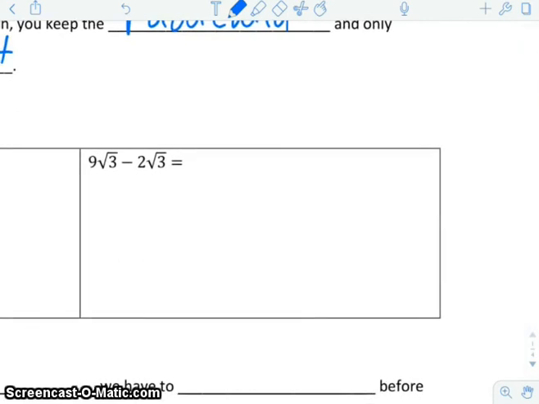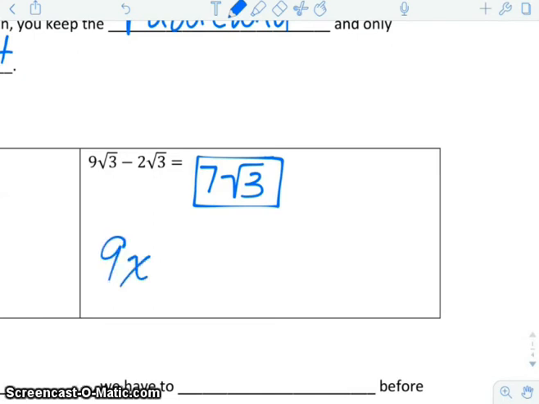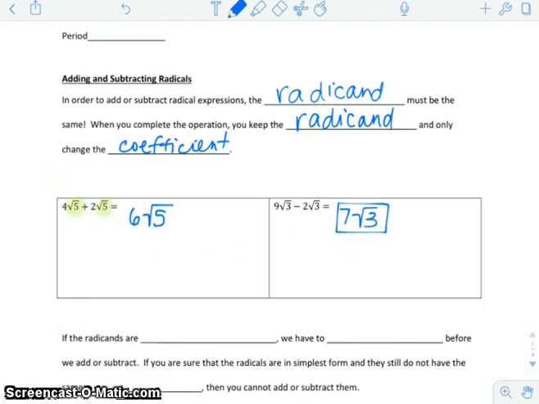9 radical 3 minus 2 radical 3, my radicands are the same, so I perform that operation. 9 minus 2 gives me 7 radical 3. That is my final answer. It doesn't become radical 6, it doesn't become 0, the radicand stays the same. It would be the same thing as saying 9x minus 2x, you'd be looking at 7x, right? So the number under the radical, the radicand, stays the same and you just deal with your coefficient.